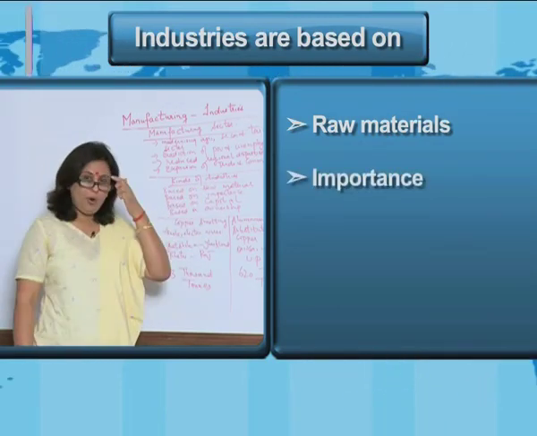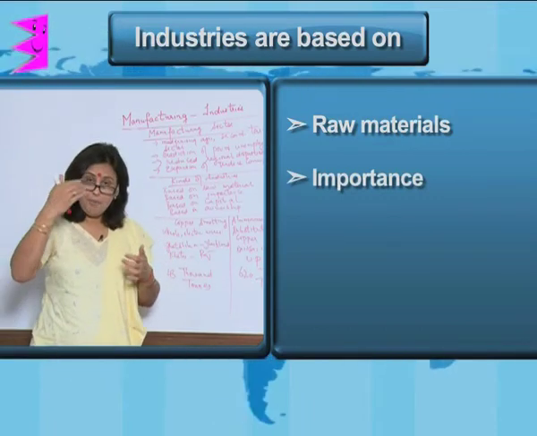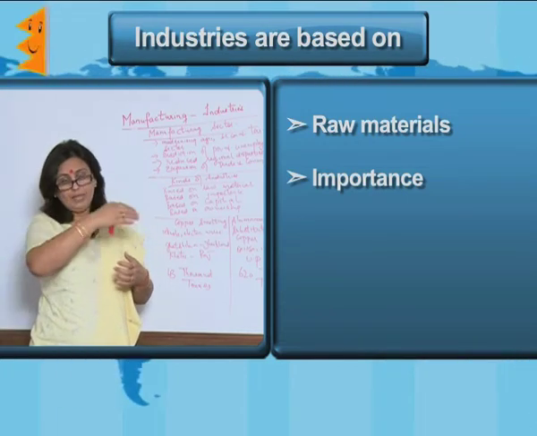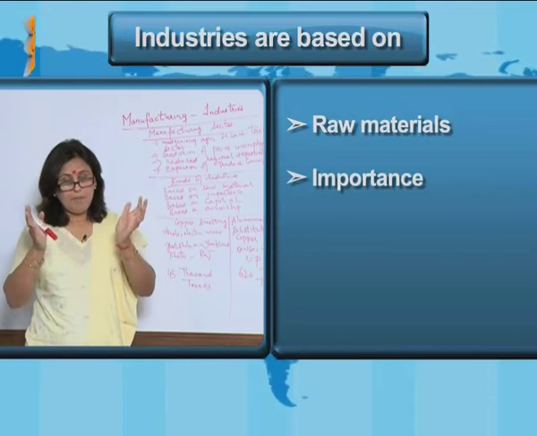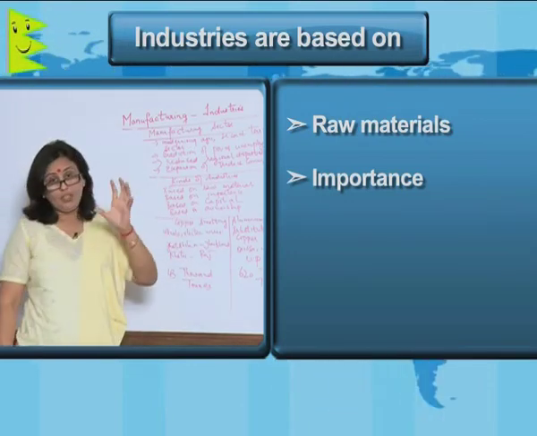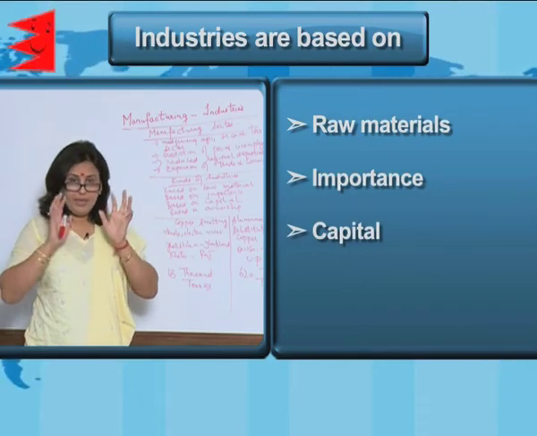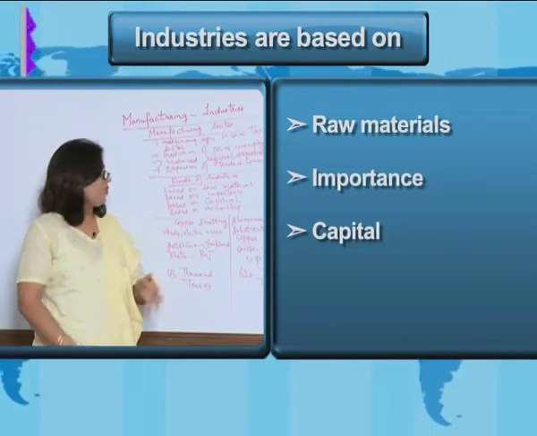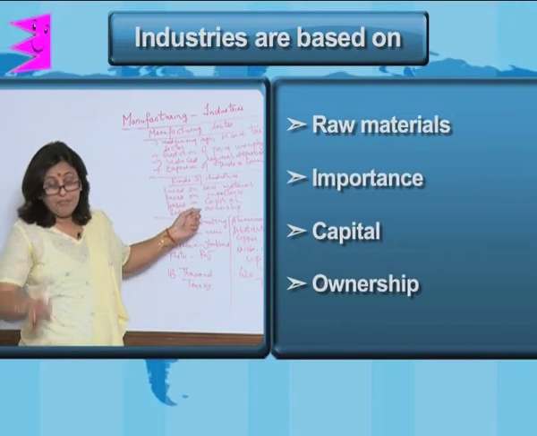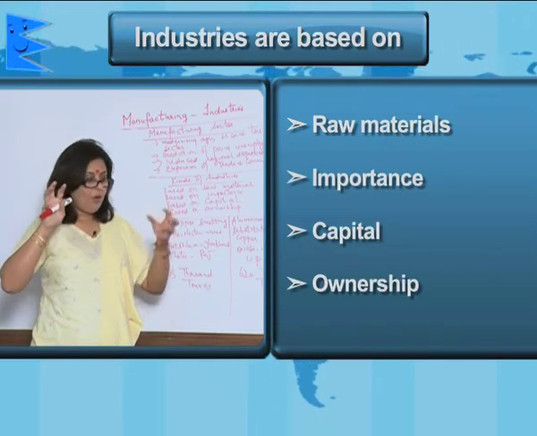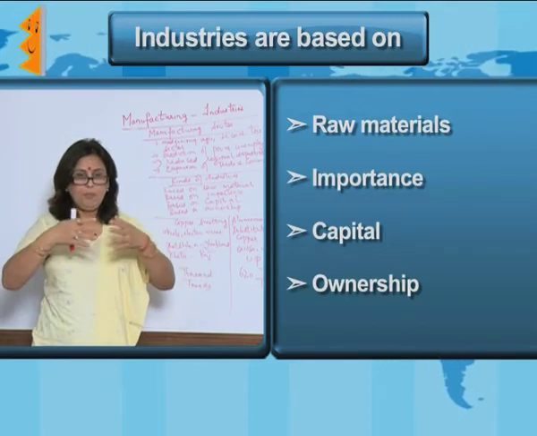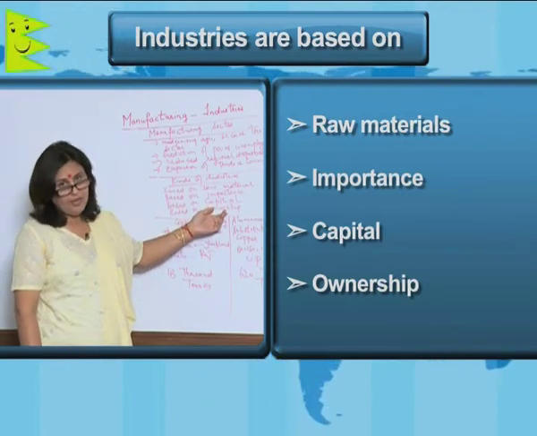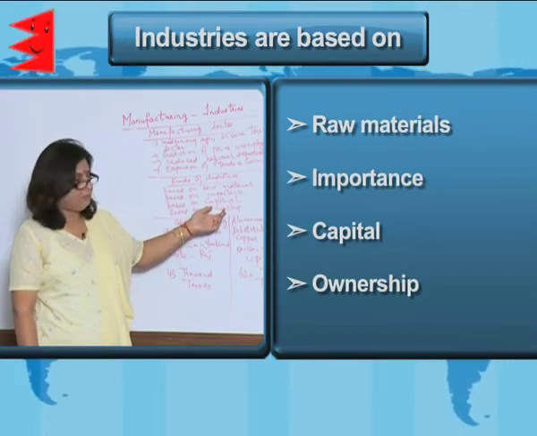Next is based on importance. Based on importance, the importance of that industry is that it is providing raw material to other industries. So, it is becoming an important industry. Next is based on capital, whether the capital investment is low or high, which makes it a heavy industry or a light industry. Next is based on ownership, whether the government owns it solely or an individual owns it solely, or both of them have given a handshake. So, based on ownership is another kind of category that we have seen.